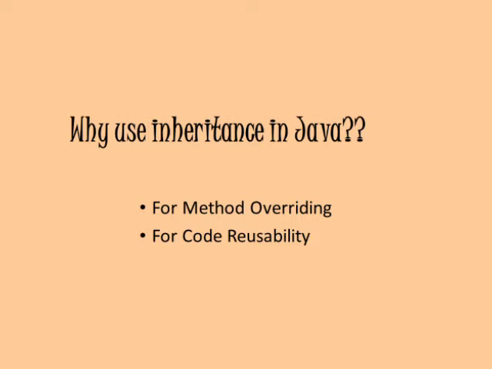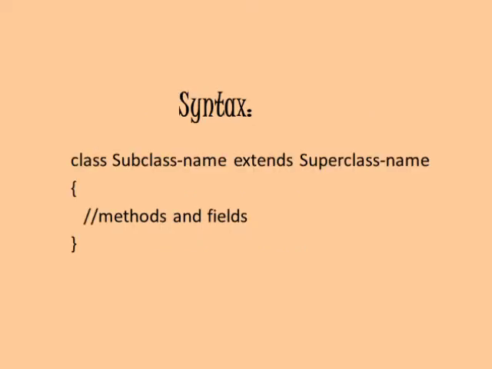Second is code reusability. As its name implies, reusability, we can reuse the fields and methods of an existing class when we create a new class. For the syntax, class is the keyword for creating a class, then the subclass name. This is the child class, then the extends keyword, which indicates that you are making a new class that derives from an existing class. Then the superclass name is what we refer to as the parent class.